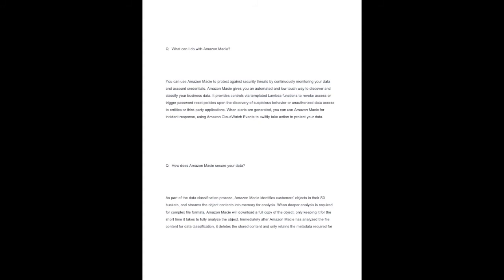Q. What can I do with Amazon Macie? You can use Amazon Macie to protect against security threats by continuously monitoring your data and account credentials. Amazon Macie gives you an automated and low-touch way to discover and classify your business data. It provides controls via templated Lambda functions to revoke access or trigger password reset policies upon the discovery of suspicious behavior or unauthorized data access to entities or third-party applications. When alerts are generated, you can use Amazon Macie for incident response, using Amazon CloudWatch Events to swiftly take action to protect your data.